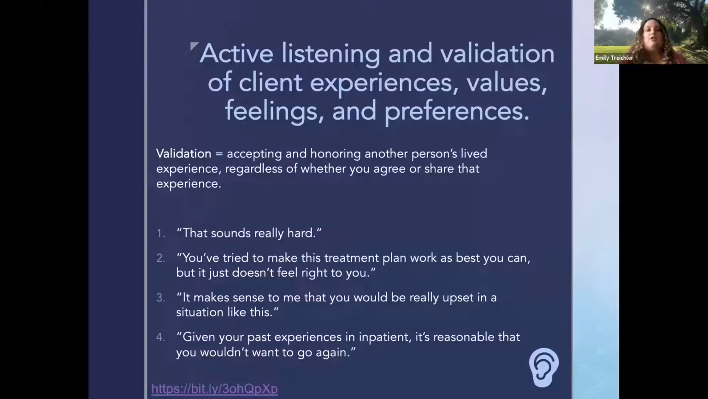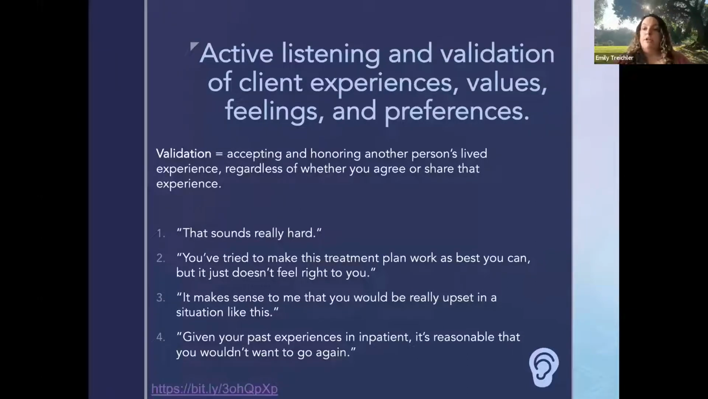In all these situations, all we're doing is saying, I hear what you're saying about your own experiences. I accept it. I honor it. Doesn't matter whether I agree with it. Doesn't matter whether I've had that same experience. Doesn't matter whether I was in the same room with you and I perceived it the same way that you did. What matters is that you are having this experience.